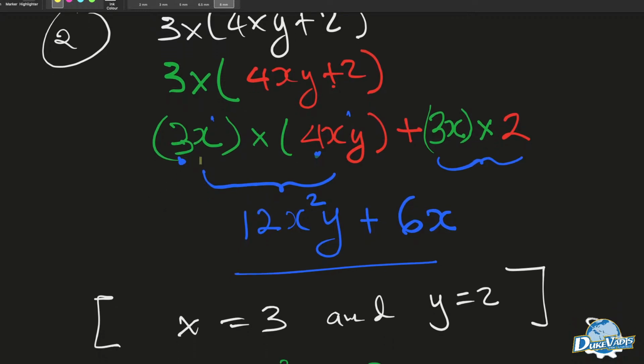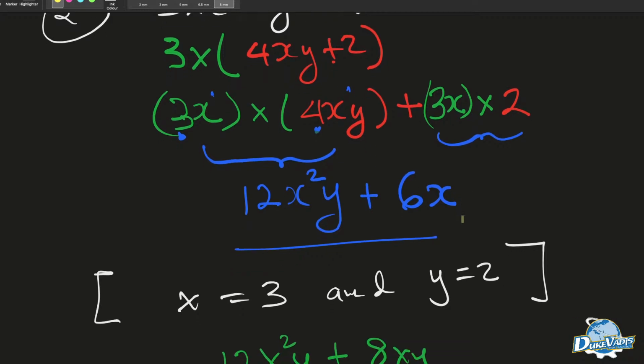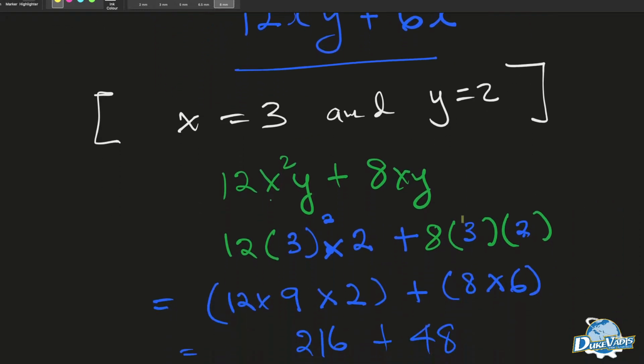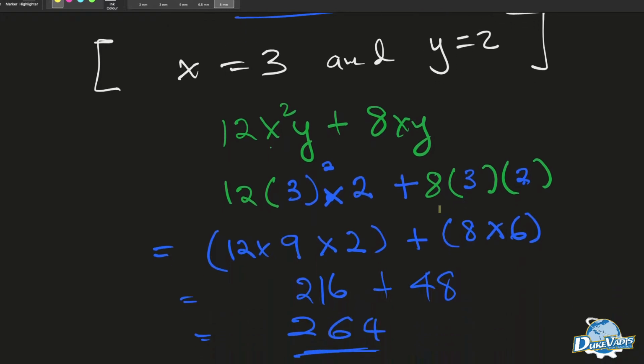So this 3 multiplied by 4, we had 12. Okay, x multiplied by x, that gives us x squared, and we have y. So 12x squared y plus 3 times 2. Okay, so this 3x times 2, that gives us 6x. Then we did our substitution, given that the value of x is equal to 3 and y equals 2.